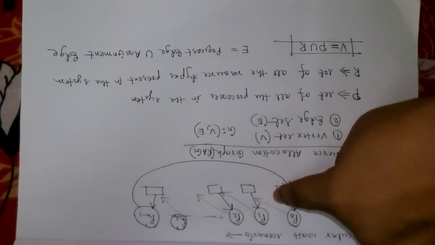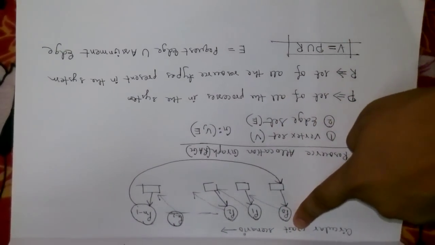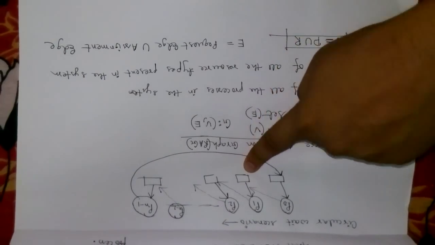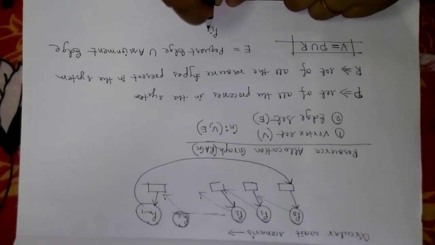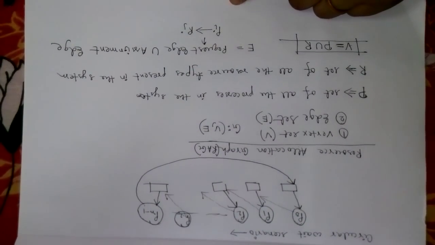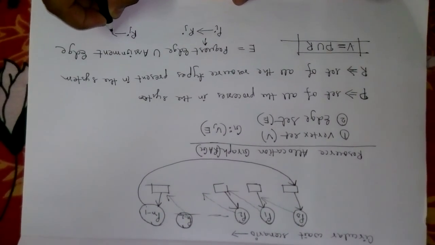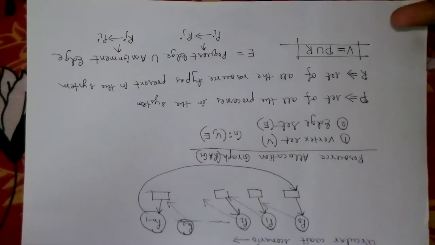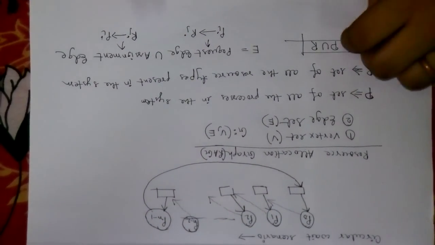Now let us see this graph. We have seen that this instance has been allocated to this process. This is an assignment edge. Now this process is requesting for this instance. This is a request edge. So when we have an edge from process Pi to resource Rj, this is a request edge. And when we have an edge from the resource Rj towards the process Pi, this is basically an assignment edge. So the edge set of our graph will contain the request edge union the assignment edge.